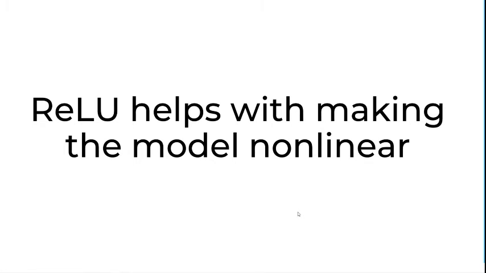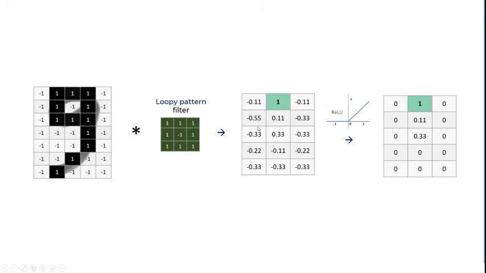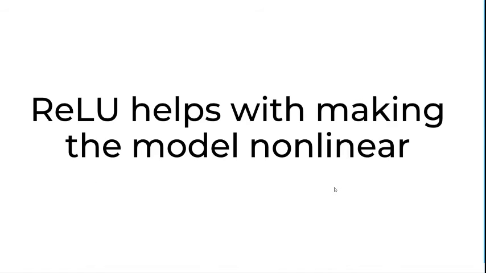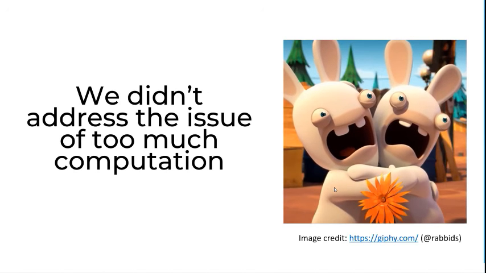ReLU helps with making the model nonlinear because you are picking a bunch of values and making them 0. So if you see my previous videos in this deep learning tutorial series, you will get an idea on why it brings the non-linearity. Especially see the video on the activations in the same tutorial series. The link of this playlist is in the video description below. So you'll understand why ReLU makes it non-linear.